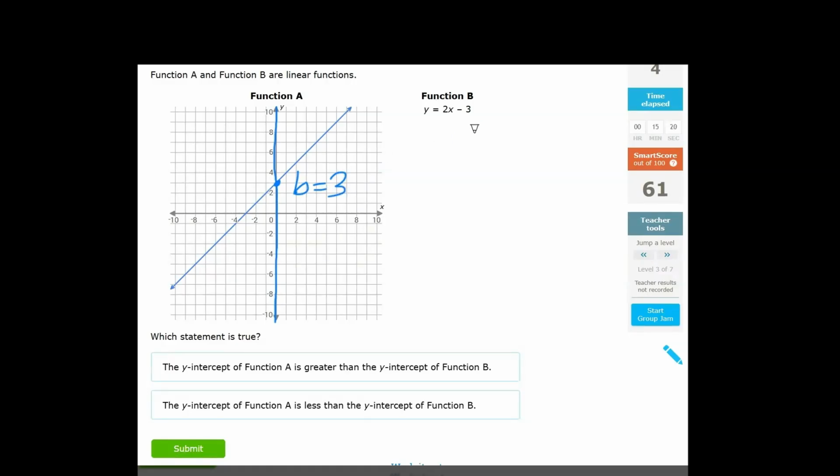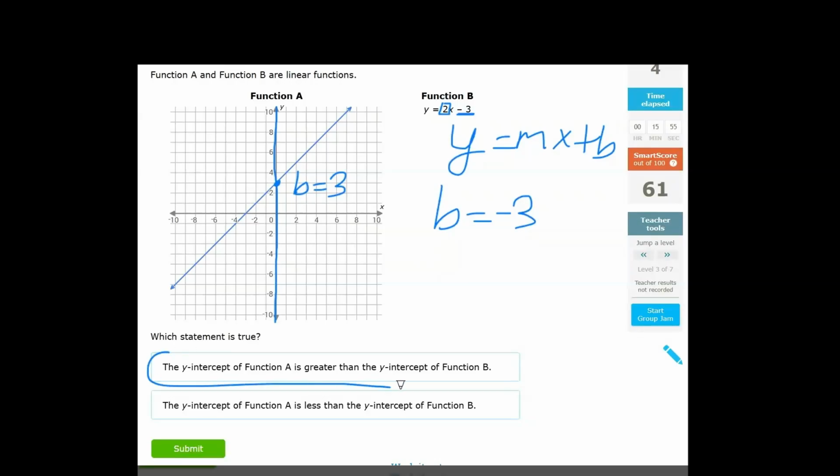Okay? And for function b, again, we're going to think back to our slope-intercept form. y equals mx plus b. And it looks like the number in front of our x is 2. So our slope is 2. But we're interested in the y-intercept. Okay? And our y-intercept here would be negative 3. And so the y-intercept of function a, which happens to be 3, is greater than the y-intercept for function b, which is negative 3. So this is our solution.